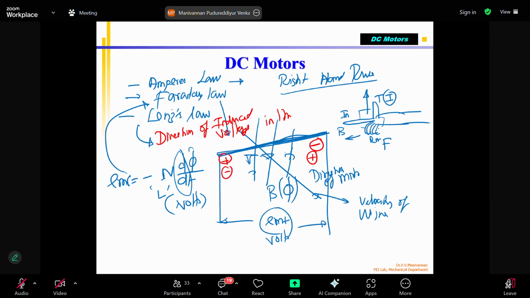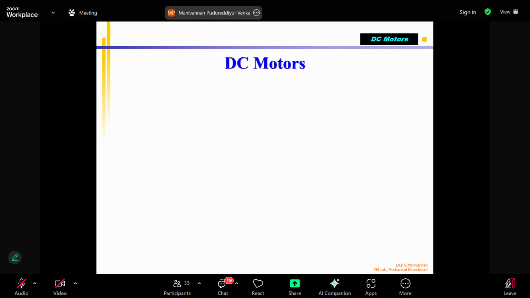So these three people invented this. Because of that, I thought that these three laws govern whether it is an electric motor or an electric generator. These three principles are the basic principles based on which we are going to study it. This is just information.